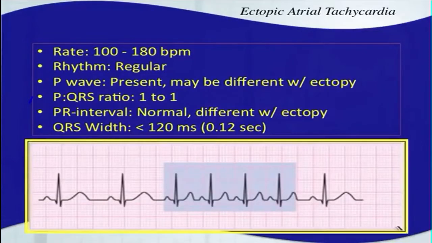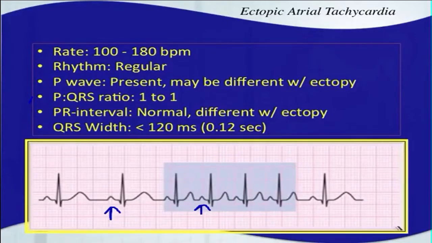Ectopic atrial tachycardia does not have to have a negatively deflected P wave. It might be negatively deflected, but it doesn't have to happen. You know it occurs because of these rules. Your rate is going to be between 100 and 180 beats per minute. Your rhythm is regular. Your P wave is present, but it will be different with the tachycardia. So this P wave will be different from this P wave. That's how you know it's an ectopic atrial tachycardia, because if it was a sinus tachycardia, it would have the same shape throughout.